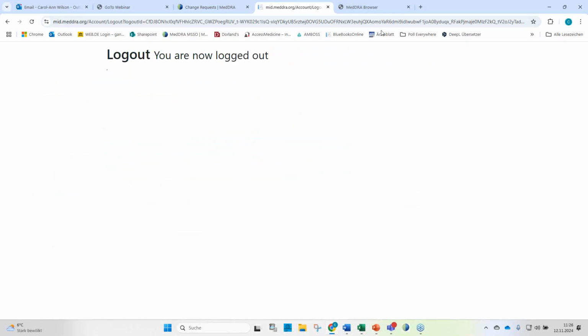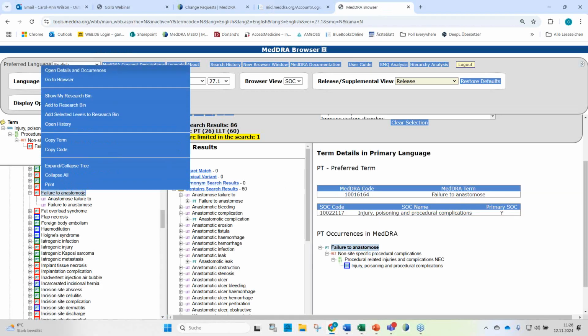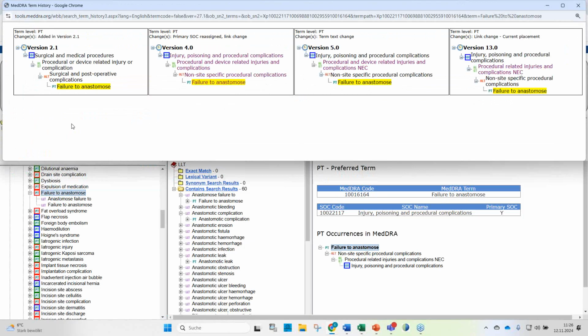So let us go back to the browser. In order to show you that this is really due to the fact that this term was added to MedDRA before version 5.1, you could also do a right mouse click here and say open history, and you would then see the history of the term, also when it was added.